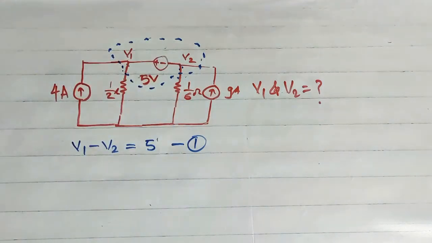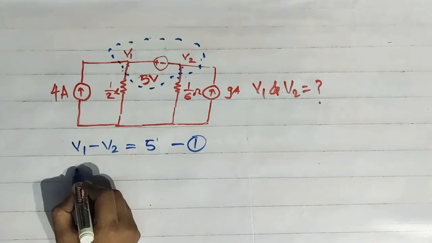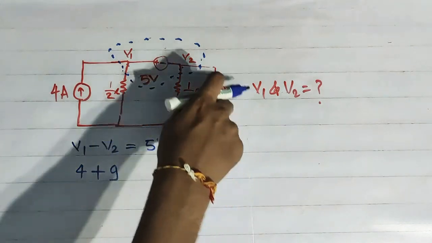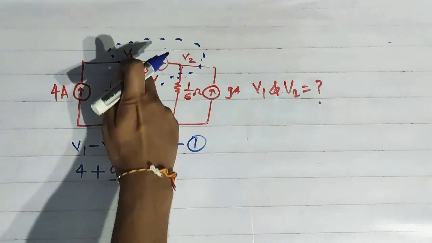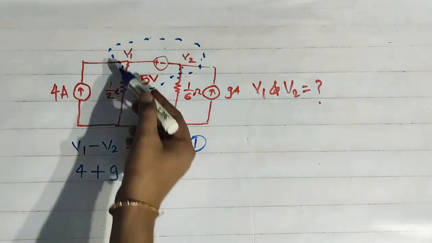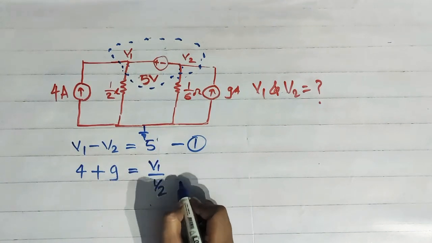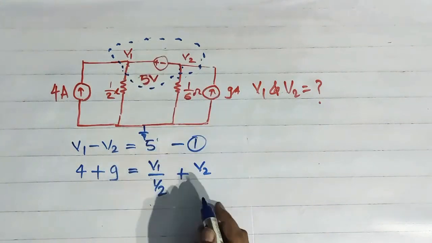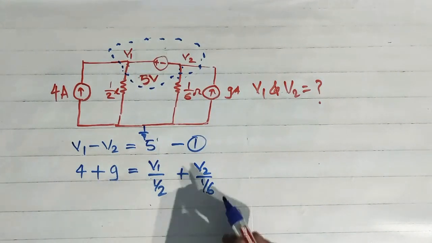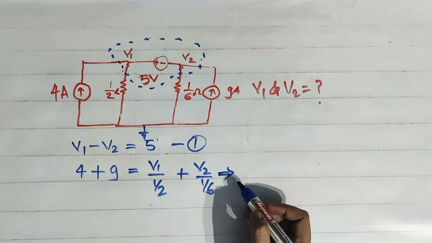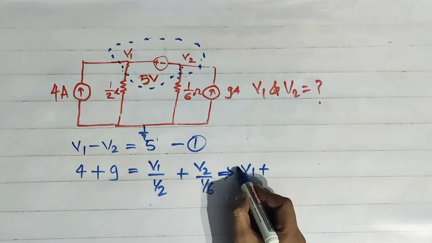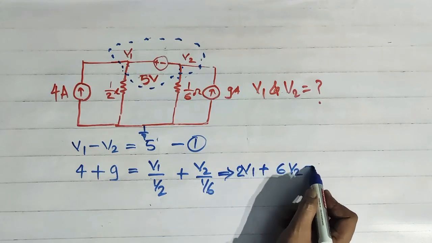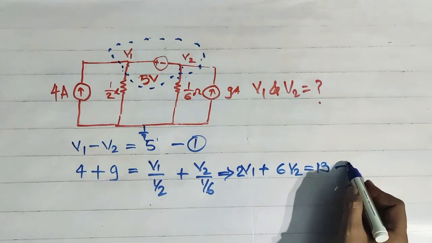Now we will see how we can apply nodal analysis to the supernode. To apply the nodal analysis, treat this node as a single unit. This 4 ampere is entering the node, so 4 plus 9, this 9 ampere is also entering the supernode, so we write plus 9 is equal to V1 by 1 by 2 plus V2 by 1 by 6, treating this node as reference node. Now when you solve this, we get 2V1 plus 6V2 is equal to 13. This is my second equation.